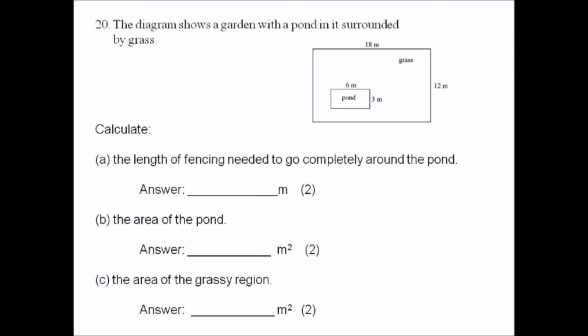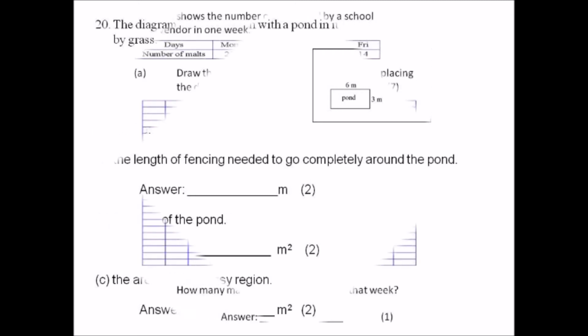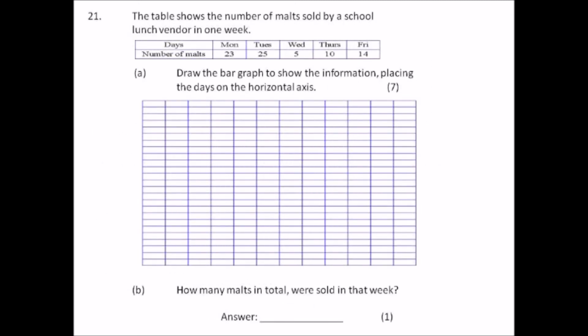The length of fencing needed to go completely around the pond. Find the pond and see what the measurements are. Find the length of fencing needed to go completely around it, and then the area of the pond, same thing, and then the area of the grassy region. 6 big marks for this question on paper 2. This was in the year 2014.